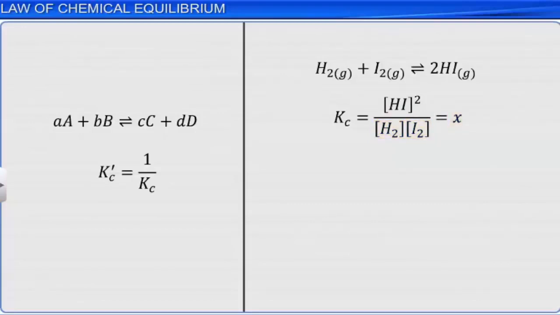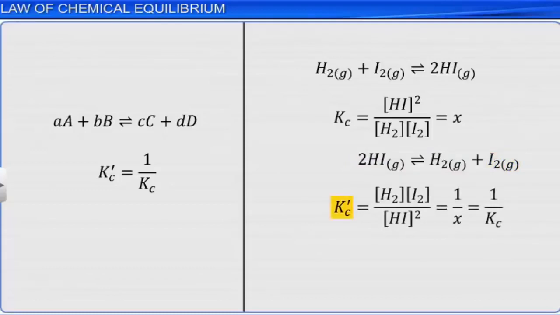Now, the equilibrium constant for the reverse reaction, hydrogen iodide disintegrating to form hydrogen and iodine, is written as K-c is equal to the product of the concentrations of hydrogen and iodine divided by the concentration of hydrogen iodide raised to the power of 2. Now, this is nothing but the reciprocal of x, which is equal to 1 by Kc. Thus, the equilibrium constant for the backward reaction is the reverse of the equilibrium constant for the forward reaction Kc.